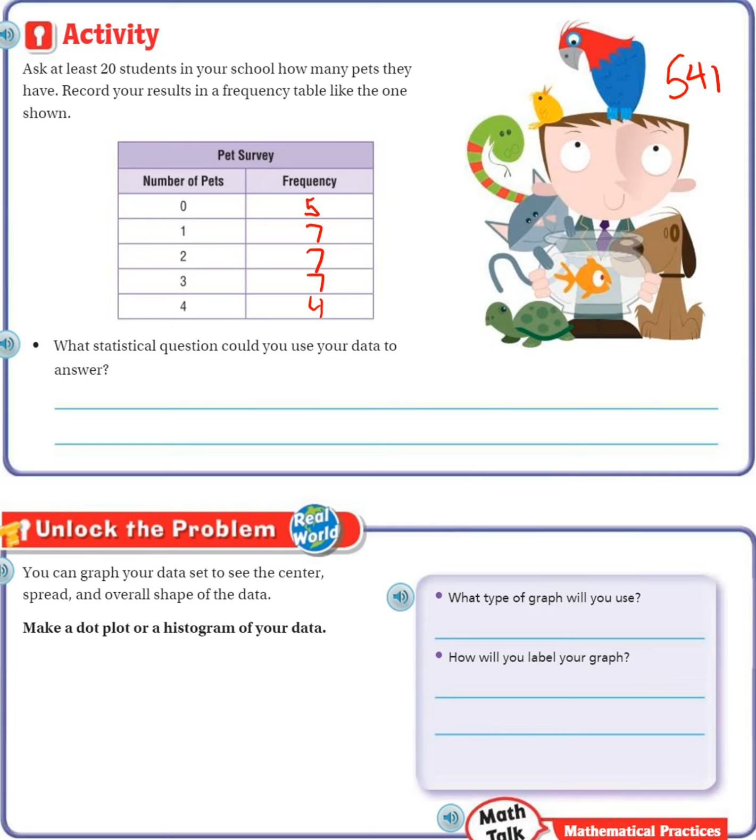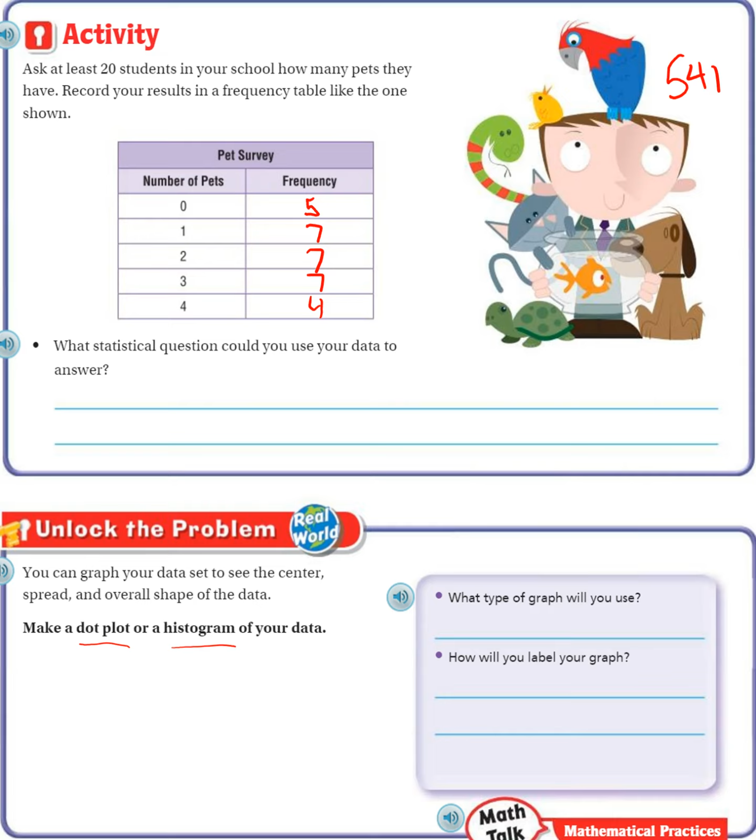All right. You can graph your data set to see the center, spread, and overall shape of the data. Make a dot plot or a histogram of your data. So what type of graph will you use? Are you going to make a dot plot where you find the median, the least value, the greatest value, and then the lower quartile and the upper quartile? Or are you going to make a histogram? And then how will you label your graph?